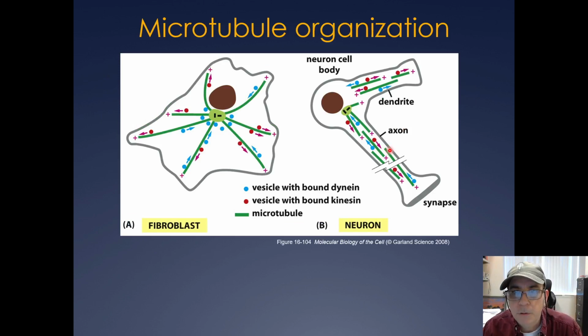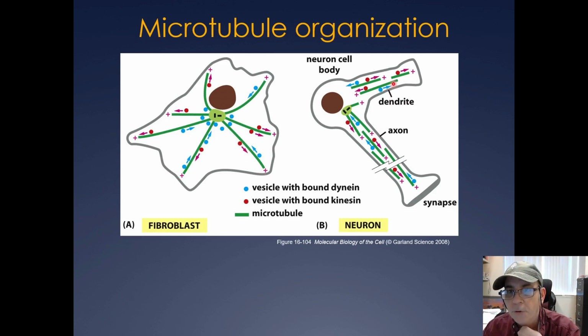The same thing happens not only in fibroblasts, where you can move things around. You'll have vesicles, and here you can see the blue vesicles are bound with dynein, and the red little dots are vesicles bound with kinesin, and the green is the microtubules. You can see by where the plus end and the minus end are that the dynein is moving in the minus direction, and the red vesicles bound with kinesin are moving in the plus direction.